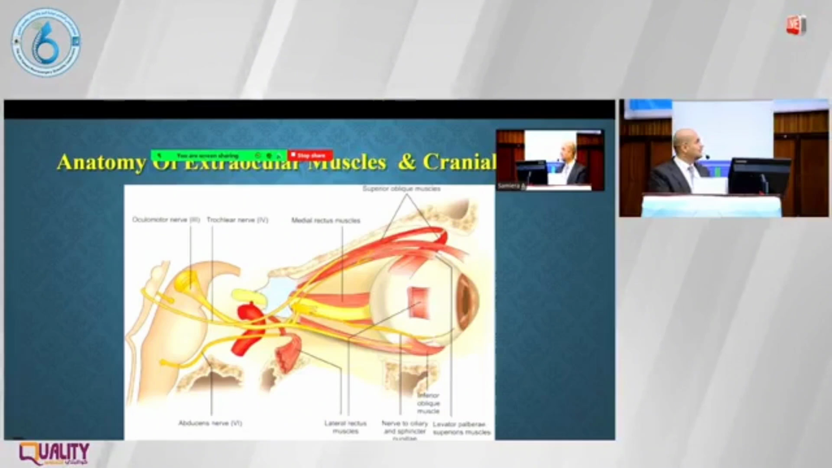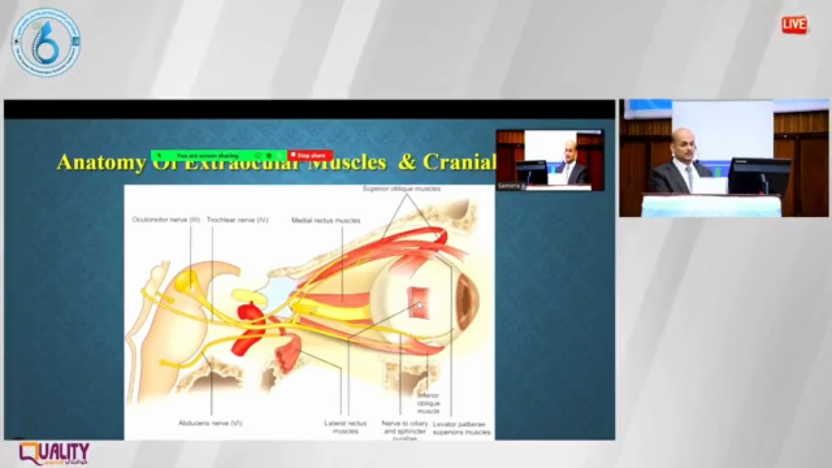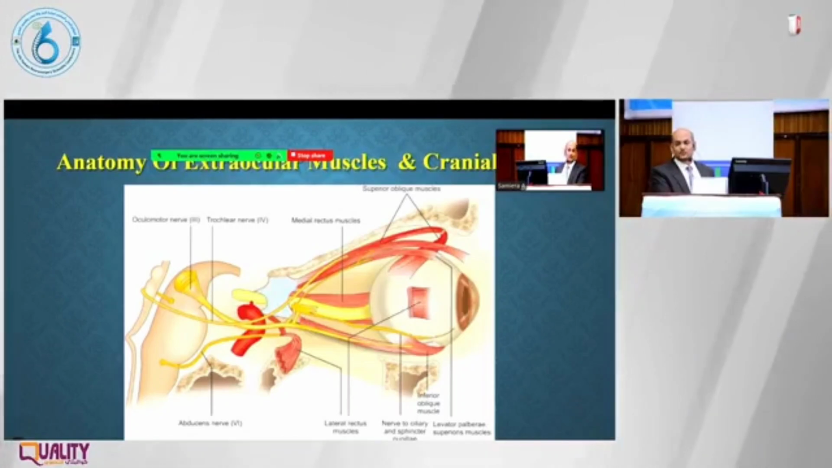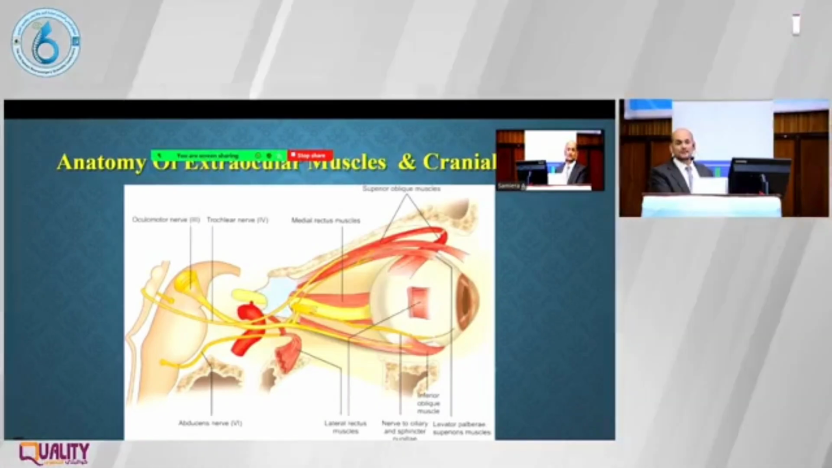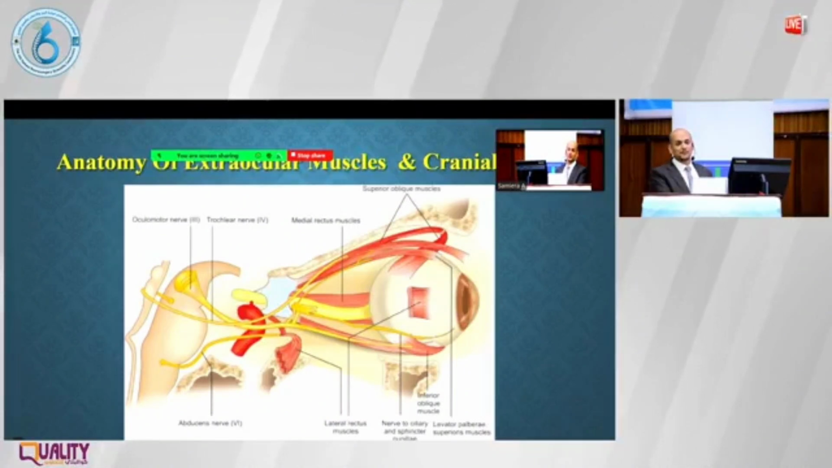So starting with the anatomy. As we all know, this is the globe from the lateral side. This is the lateral rectus, superior oblique, medial rectus, inferior oblique, and inferior rectus. And here are the cranial nerves that are supplying these muscles. The oculomotor nerve is responsible for supplying 4 of the 6 extraocular muscles, and the lateral rectus is supplied by the abducens nerve, and the superior oblique is supplied by the trochlear nerve.